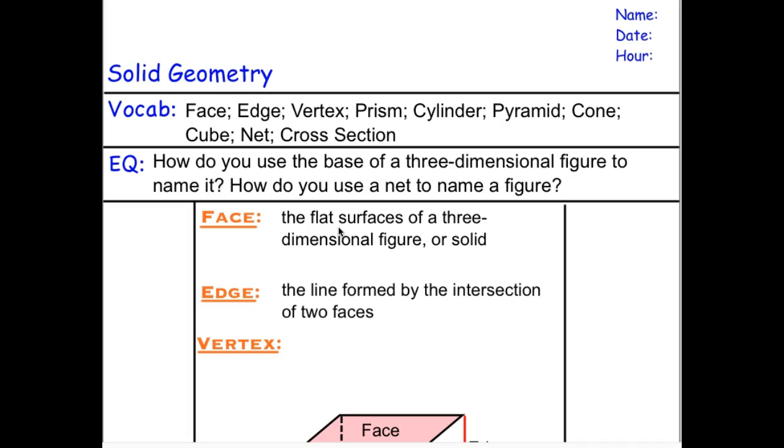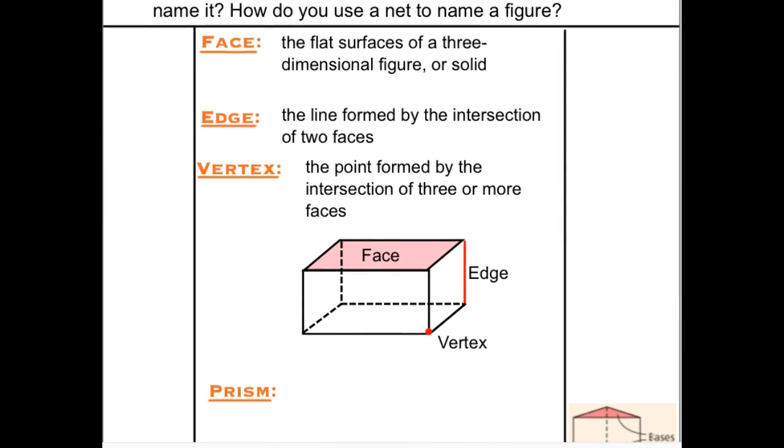An edge is going to be a line formed by the intersection of two faces. The key is lines are straight. And a vertex is the point formed by the intersection of three or more faces. So as you can see from the picture here, the face is in pink, the edge is the red line, and a vertex is the point at that corner.